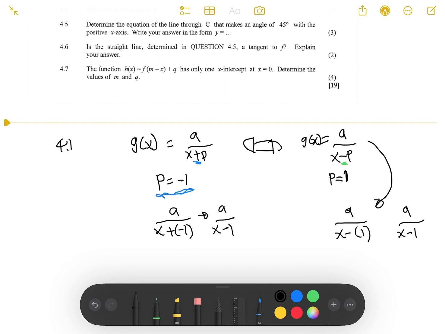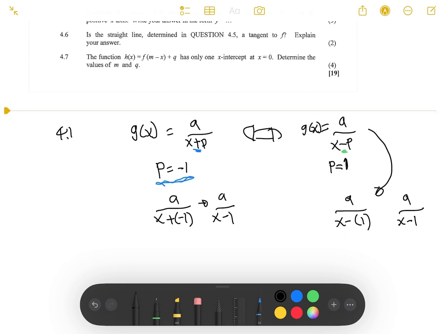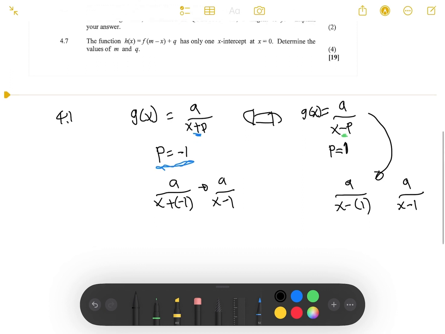It's just a matter of you understanding how p affects the graph. But the two are basically the same. So just note that when you have x minus whatever value, the graph shifts horizontally to the right. And then when you have x plus whatever value, your graph shifts to the left. So it does the opposite of the sign, okay?